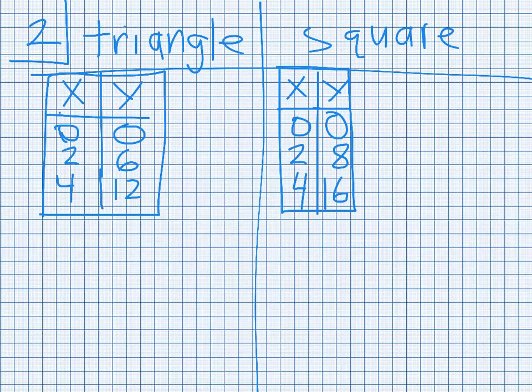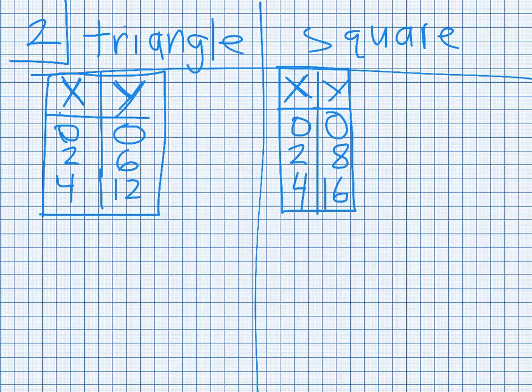So here are the 2 tables. I just wrote this out, so I reused 0, 2, and 4 for the x's, and I used it both times. And then I wrote down what the y values were. So it's talking about the perimeter of a triangle and a square. Realize perimeter is just adding up all the sides. So if the side length of a triangle were 2, and there's 3 sides, the perimeter would be 6.